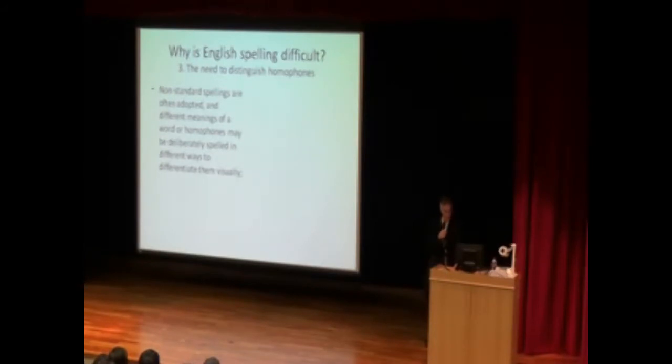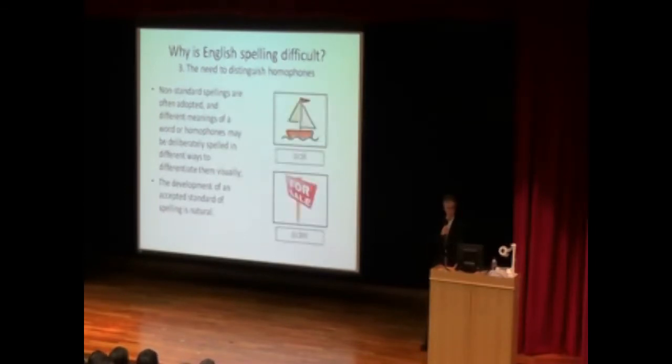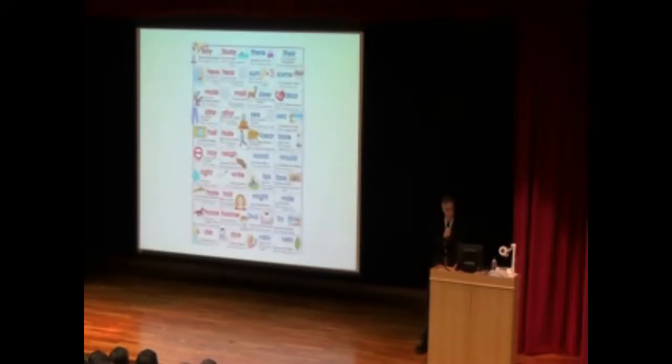Homophones may be deliberately spelled in different ways to differentiate them visually from each other. The development of an accepted standard of spelling is natural. All languages tend to do this, at least those that use the alphabet. So for example, there's another example, sail and sail, okay?